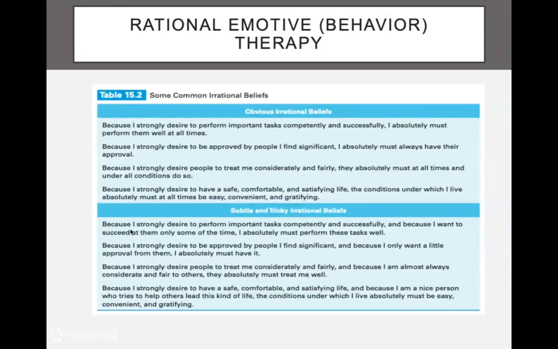So we'll look at some irrational beliefs here. Because I strongly desire to perform important tasks competently, I absolutely must perform them well. And then there are subtle irrational beliefs, like, because I strongly desire to succeed at them only some of the time, I absolutely must perform the tasks. So you can definitely go ahead and read this. These are some examples of irrational beliefs, obvious ones as well as subtle and tricky ones.